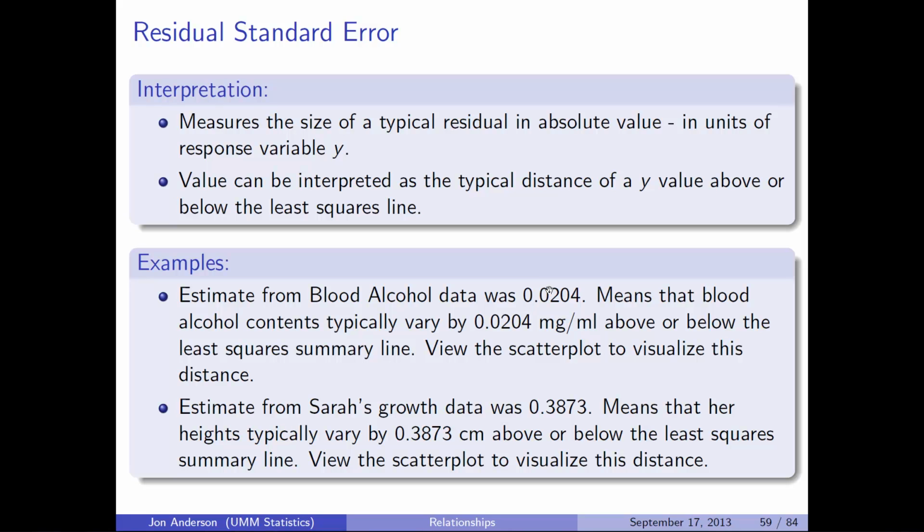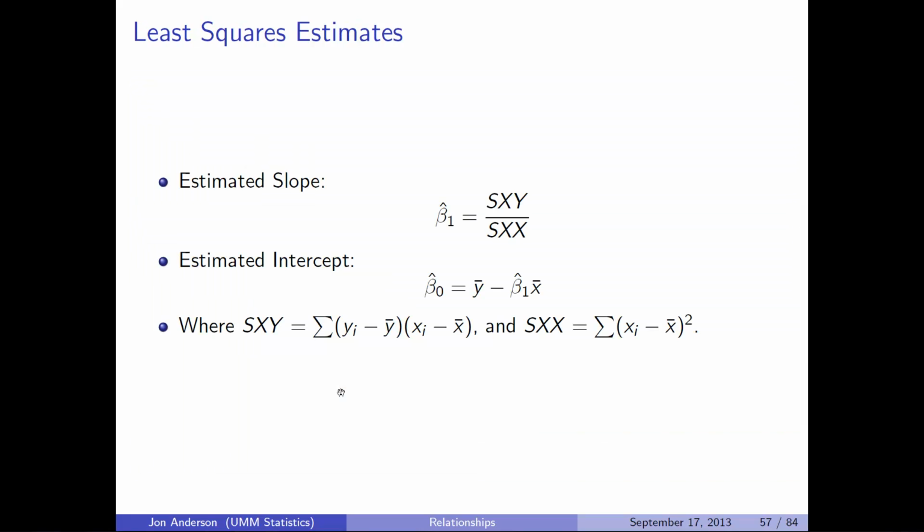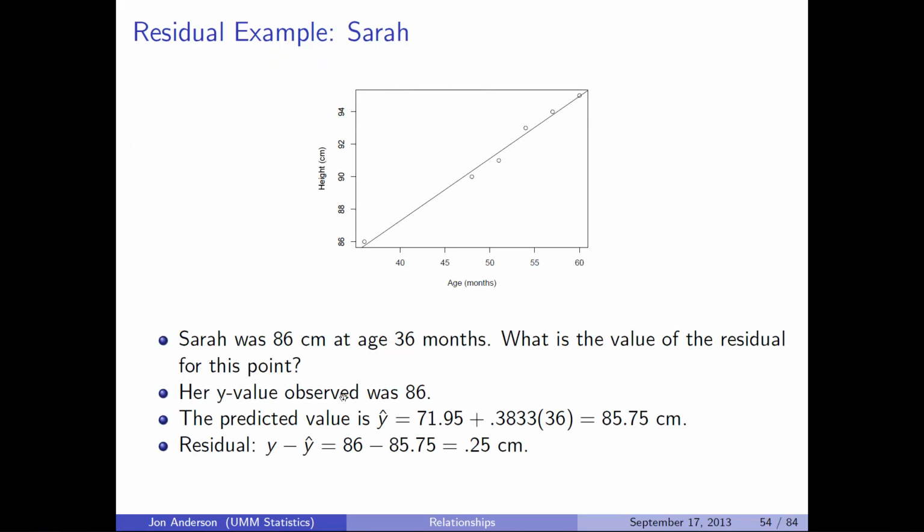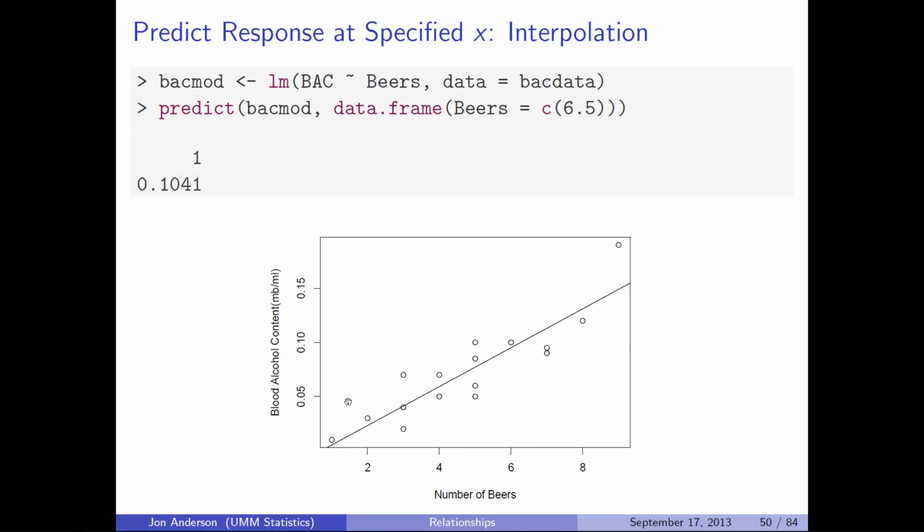From the blood alcohol data, the size of a typical residual is 0.0204, and that means that blood alcohol contents are typically about 0.02 units above or below the least squares summary. And if we look at the blood alcohol data right here on overhead 50, you will see that the size of a typical residual is probably something like about this distance between this point and the line. And if you think about how big this vertical distance is on this scale, that's about 0.02 units.